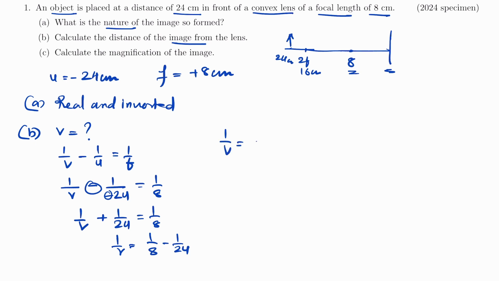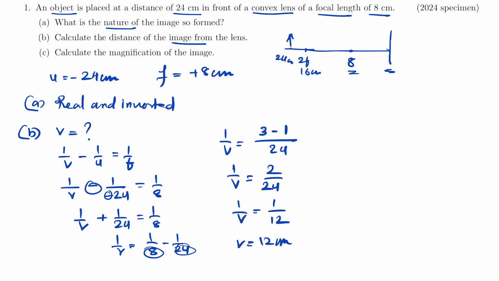So 1 by v is equal to, let's take LCM, 24. So 8 3s are 24, 24 1s are 24. So 1 by v is equal to 2 by 24. 1 by v is equal to 1 by 12. So v is equal to 12 centimeter. So we have found the distance of the image, which is 12 centimeter.